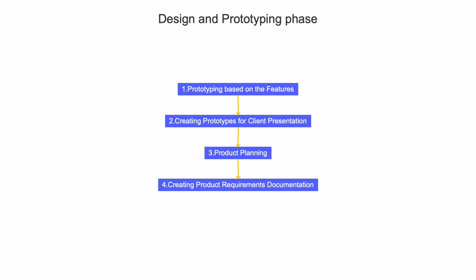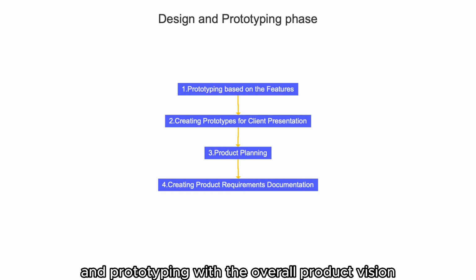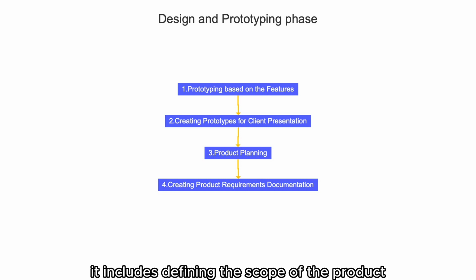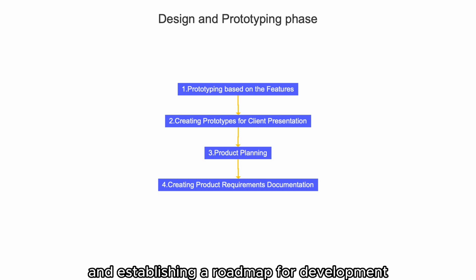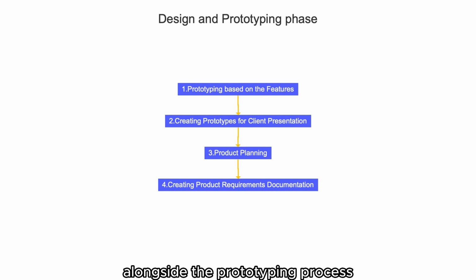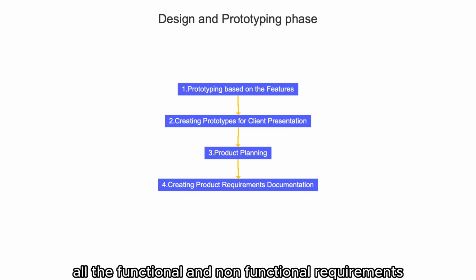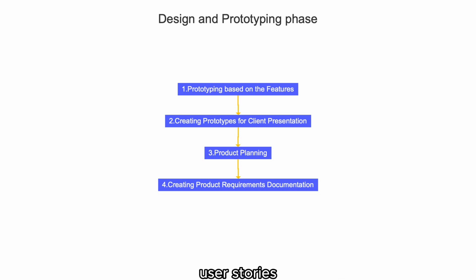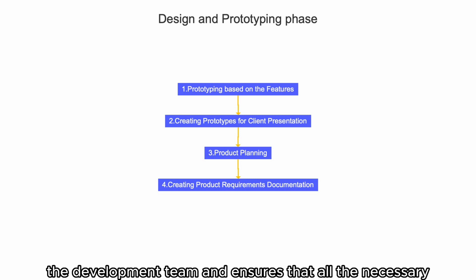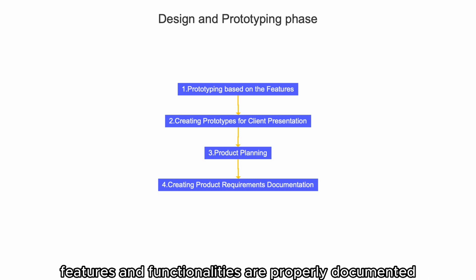Product planning. This involves aligning the product design and prototyping with the overall product vision and business goals. It includes defining the scope of the product, identifying key features, and establishing a roadmap for development. Creating product requirements documentation. Alongside the prototyping process, the product team also finalizes the product requirements documentation. This document captures all the functional and non-functional requirements, user stories, and any other relevant information. It serves as a comprehensive reference for the development team and ensures that all the necessary features and functionalities are properly documented.